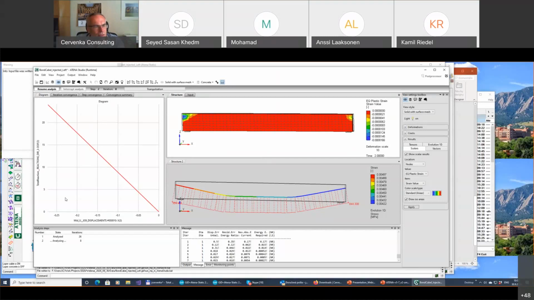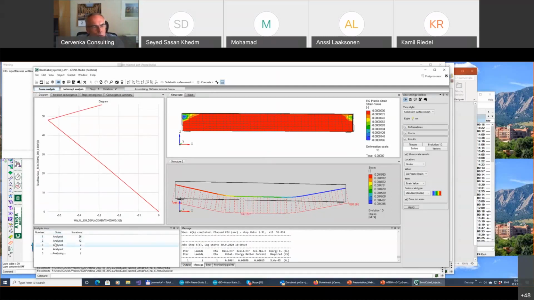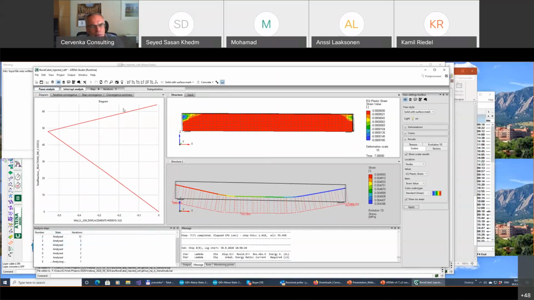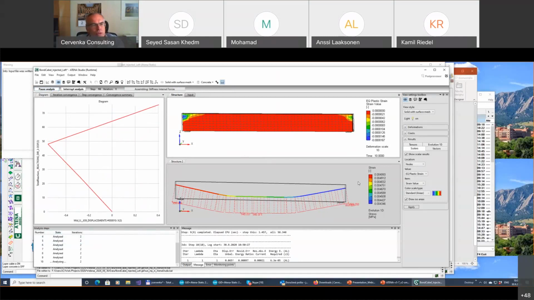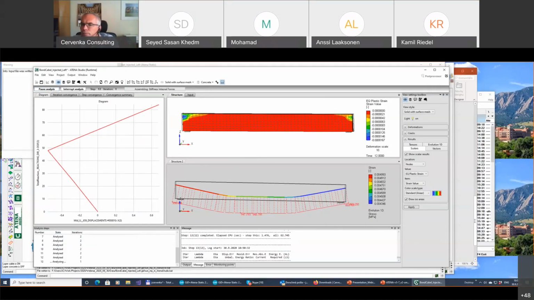Okay, let me resume the analysis. Actually, we applied the pre-stressing in 2 steps. And now we are in the second interval where we are gradually increasing the load. So as it goes, I will answer some of the questions here.